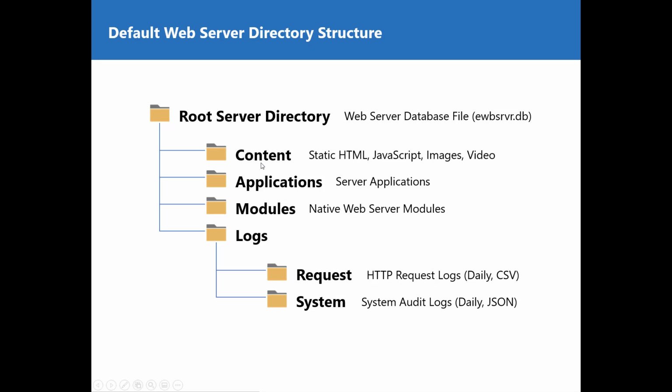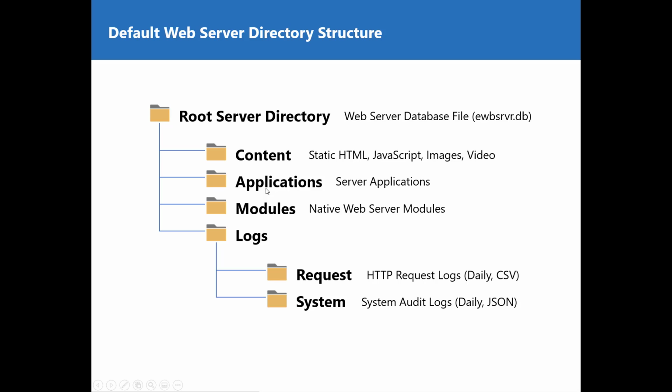Underneath it, you have the content folder. This is where you have your static content, your HTML, JavaScript, images, video. This, for example, is where EWB client browser applications would be deployed. There can be subdirectories underneath the content directory. It's just that the content folder is the root folder for all content related to the web server.